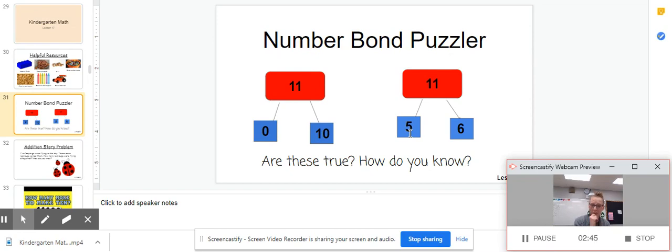Can you think of another number bond that maybe makes 11? Two smaller numbers that come together to also make 11? See if you can figure out a couple. That's what I'm going to challenge you to do today. Think of some other ways that you can also make the number 11. That's our number of the day.